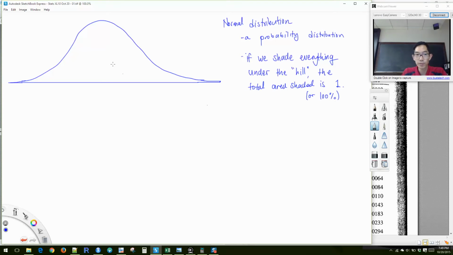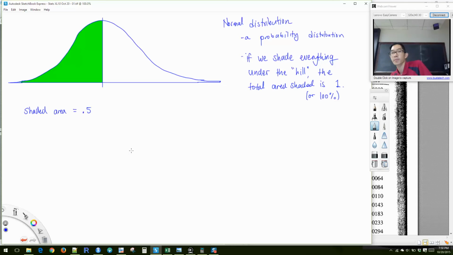All right, so if I cut right there, and if I shade that, how much have I shaded? Okay, so the shaded area here is equal to what? As a decimal, the shaded area here is 0.5.